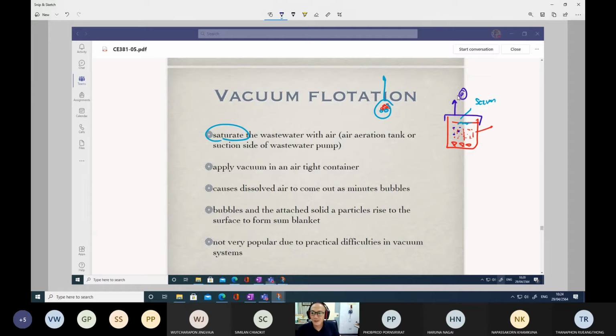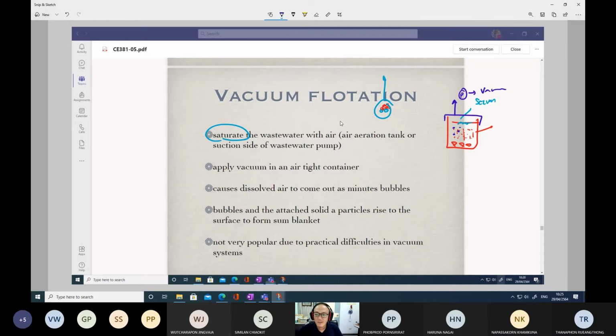So we apply vacuum pumps to create negative pressure inside these containers. But anyway, this has to be a tight container. That is why we can convert the air, which is completely dissolved, into bubbles again. And these bubbles will bring all the suspended solids to the top, to the surface.